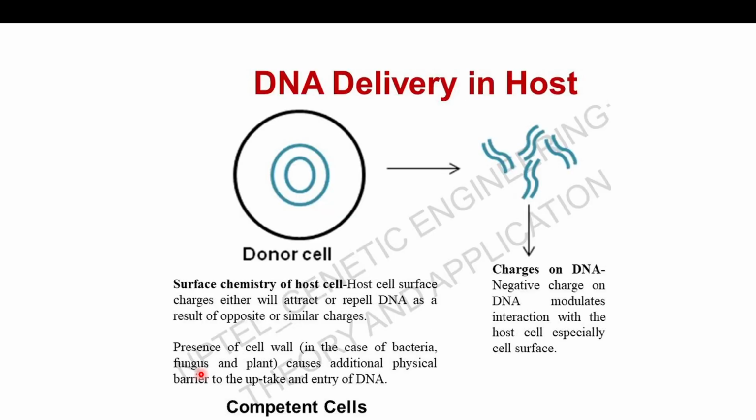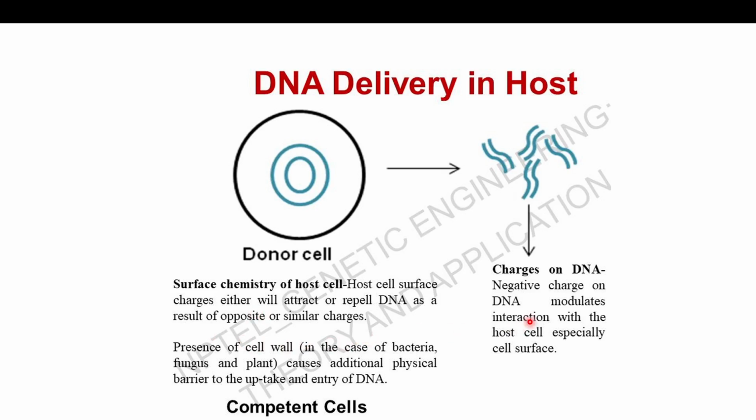Okay. So now this is the donor cell. For delivering DNA into a host cell, there should be some level of compatibility, or the recipient cell or the host cell has to be made competent enough to receive the recombinant DNA that we are talking about. The surface chemistry of the host cell, the charges on the cell surface, can either attract or repel the DNA molecule as a result of opposite or similar charges, right?